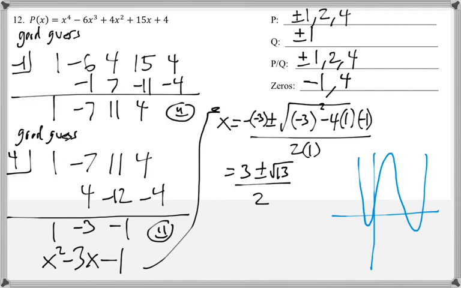So I know on the previous problem we had, I don't know, 6 or 7 steps of simplifying. Sometimes there's not that many. So these are actually our two other solutions. It's 3 plus square root 13 over 2 and 3 minus square root 13 over 2.